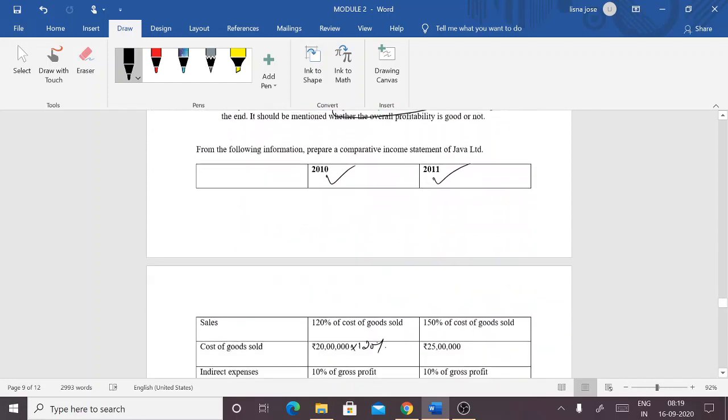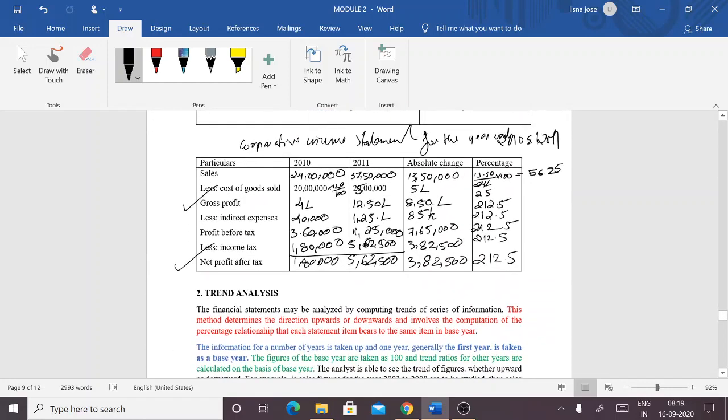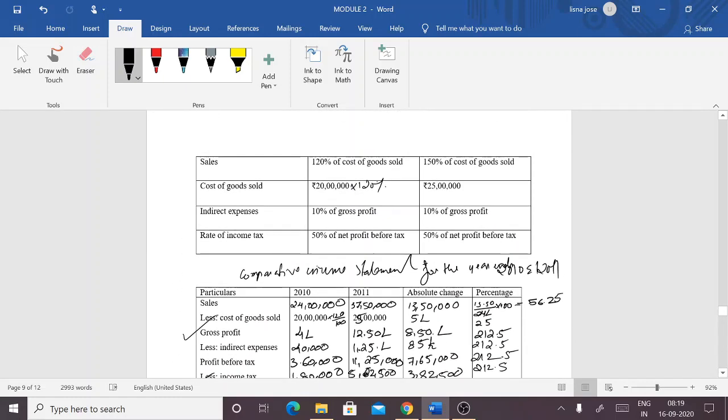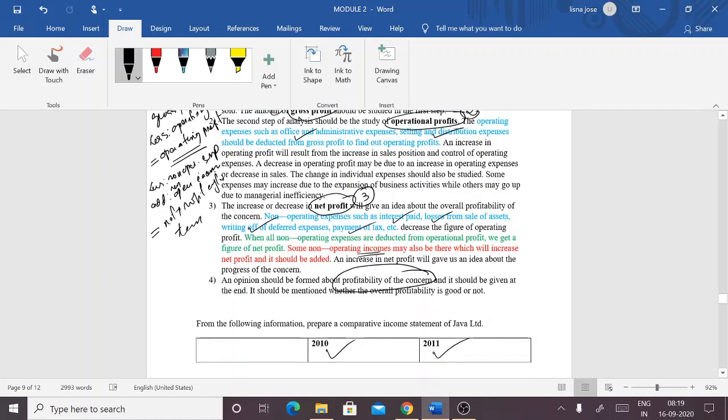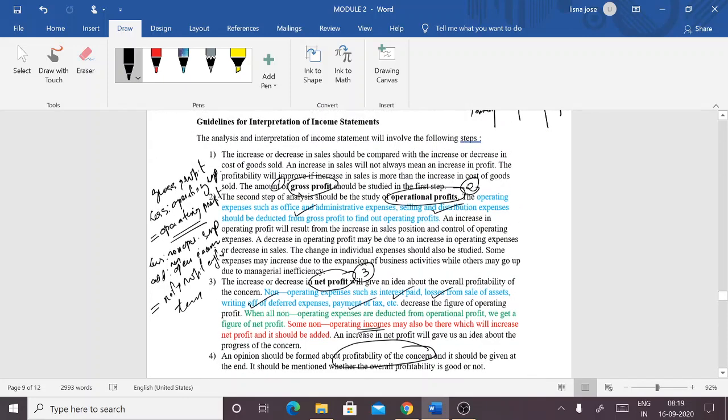I'm not giving that in detail because the length of the video will go too long. But you can make the comparison or analysis by using these hints, like the guidelines for interpreting the income statement.